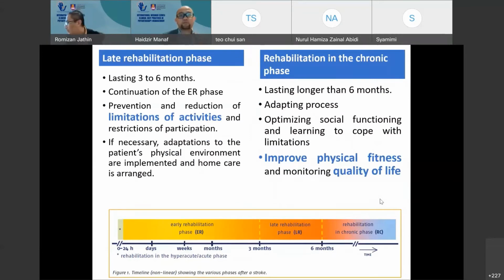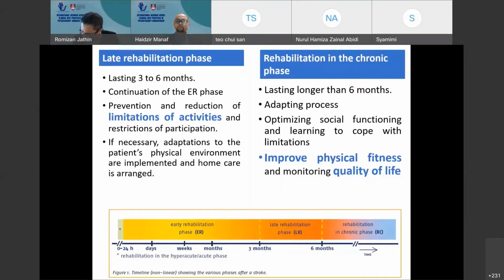The third phase will be the late rehabilitation phase. It lasts from 3 to 6 months and is the continuation of the early rehabilitation phase. This phase helps to prevent and reduce the limitation of activity, and also to limit the restriction of participation. In this stage, if necessary, adaptations to the patient's physical environment are implemented and home care is arranged.